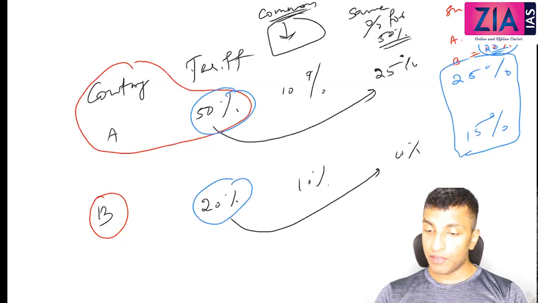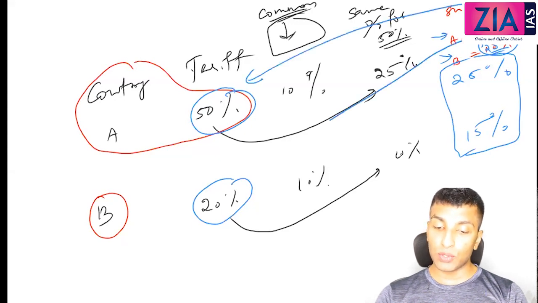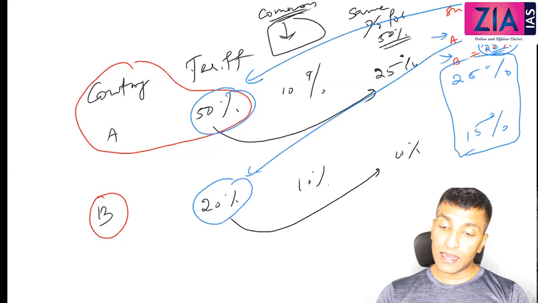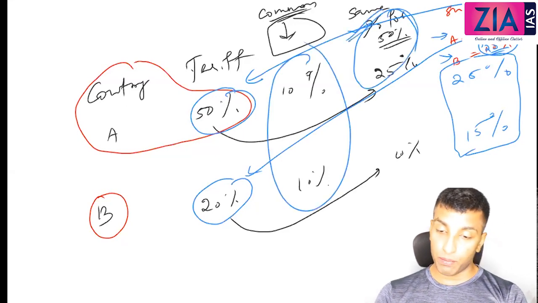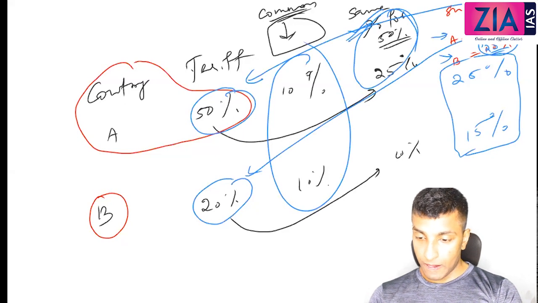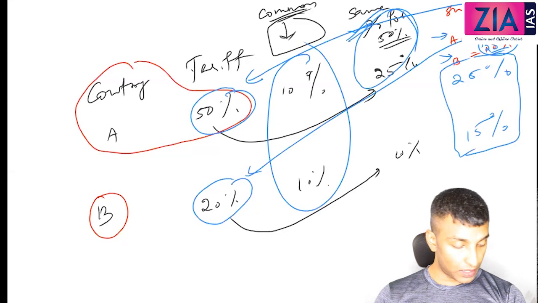Country A having 50%, country B having 25%. Country A having more because tariff was more. Country B having less because tariff was already less. These are the other two possibilities, fixing a flat percentage or fixing a flat rate for both. I hope you understood the difference.